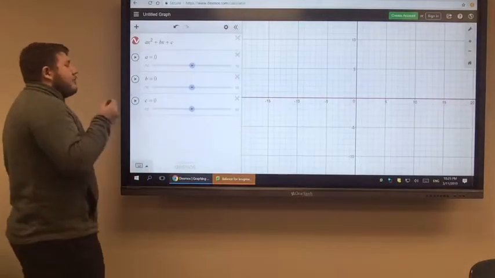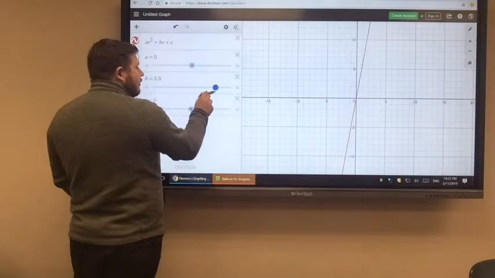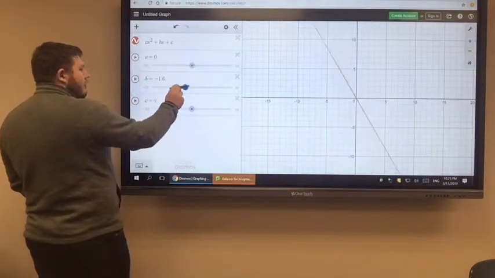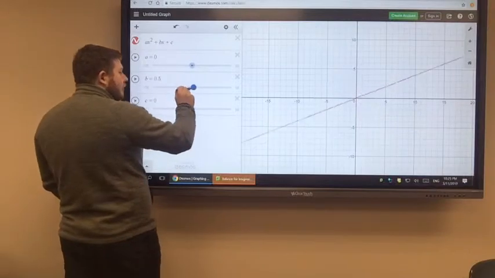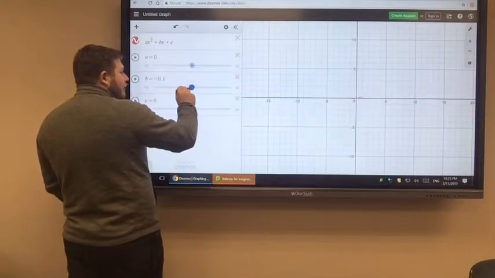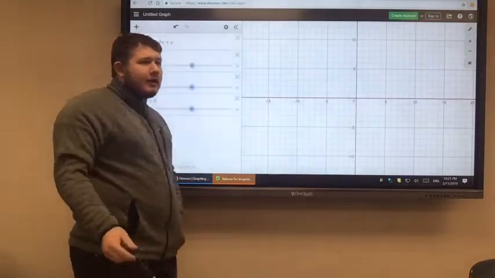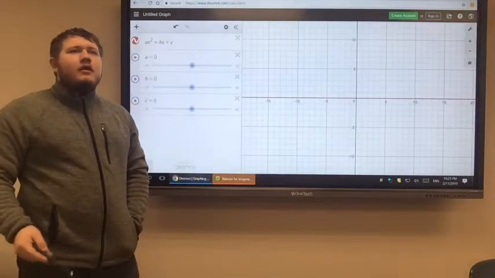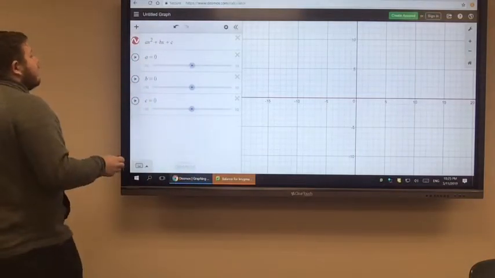Okay, now let's move on to b. B is very interesting. So let's move the sliders. You can see the line that we've created is moving around and kind of tilting. What do you think b is? Just from that reasoning, you can take some guesses. B is the slope of the graph.